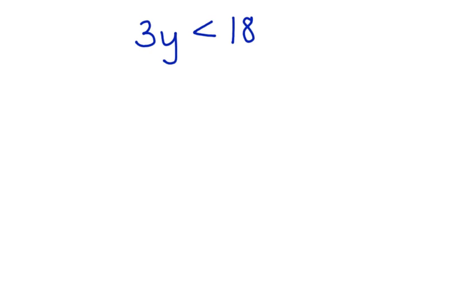3y is less than 18. Here is an inequality that has multiplication in it. The 3 next to the y tells us that this operation is multiplication. Now, to solve this, we're going to use the inverse of multiplication, which is division. And we are going to divide both sides of this inequality by 3. We want to get the y alone.